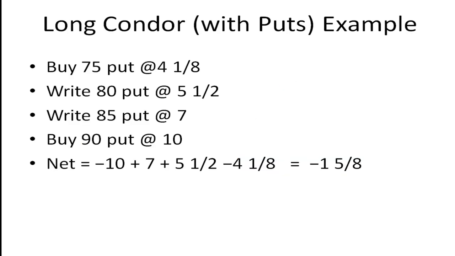And then one more, let's look at the long condor with puts. All right, I'm going to dispense with showing you the short condor. You can just reverse the numbers and work it out for yourself. But here's one with put options. We're going to buy the 75 put at 4 1/8, write the 80 put at 5.5, write the 85 put at 7, and buy the 90 put at 10. And once again, I tried to create the numbers so it comes out to the same cost here of 1 5/8.